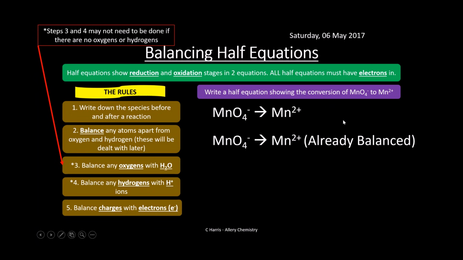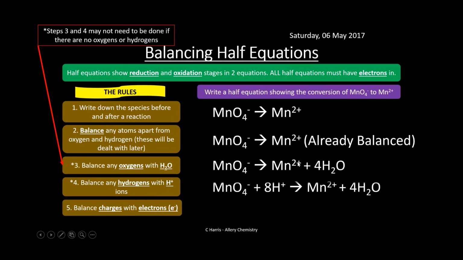We can only balance oxygens with water. We can't just use oxygen. So we balance it using water, so we have 4 H2O. Now we've got 4 oxygens on this side and 4 oxygens on that side. Balance any hydrogens with H+. You can see here we've got 8 hydrogens on the right, so we need 8 H+ on the left. There's your 8 H+.